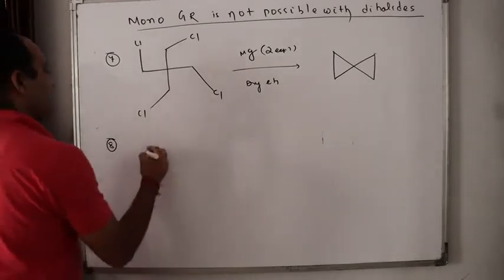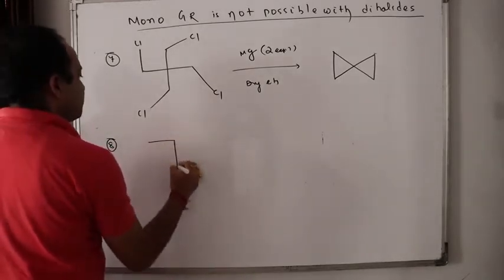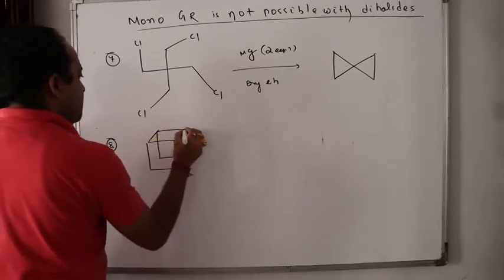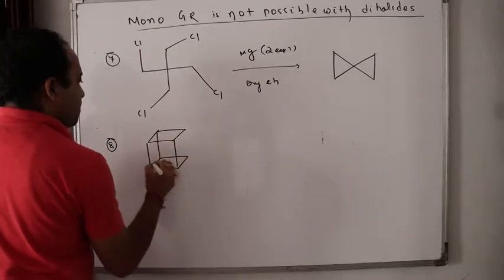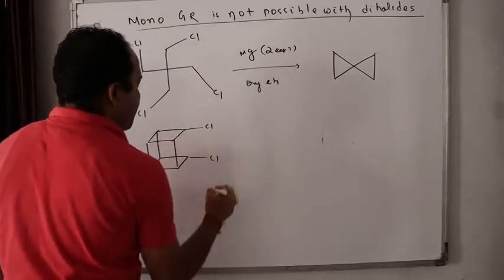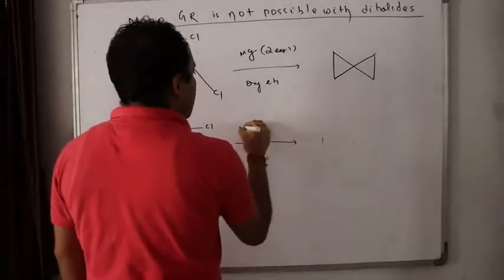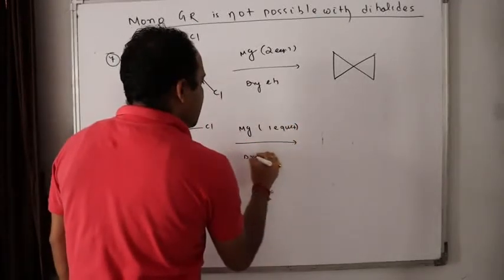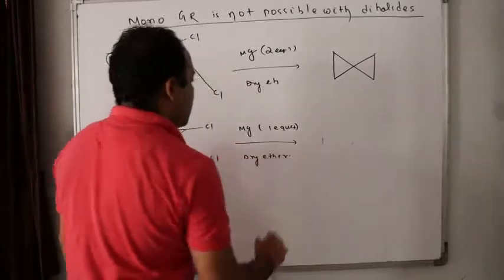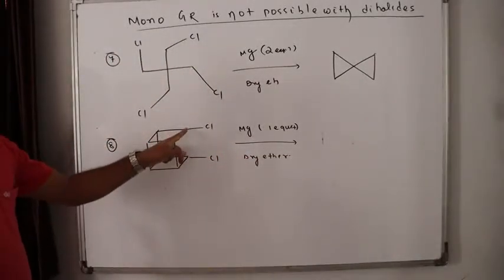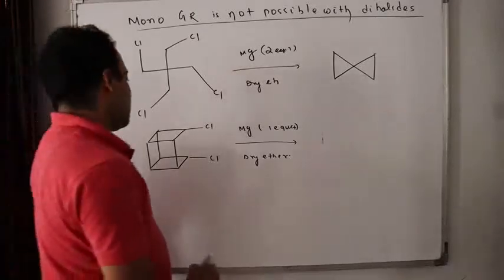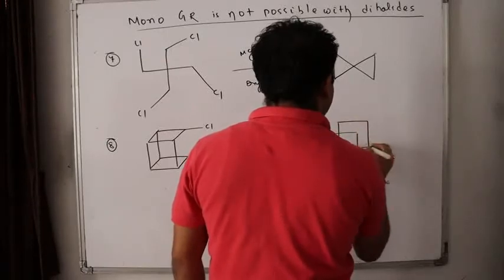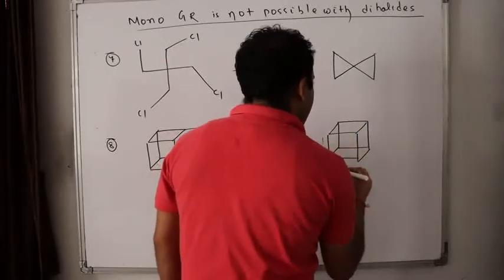Next, question number 8. Tell me. So this magnesium, one equivalent, with dry ether. What will happen? Cl bonded to this straight away. What will I get here? A cubane.